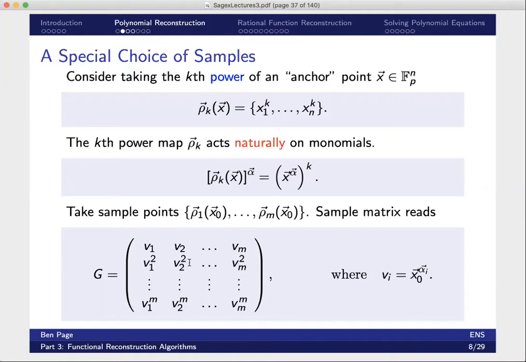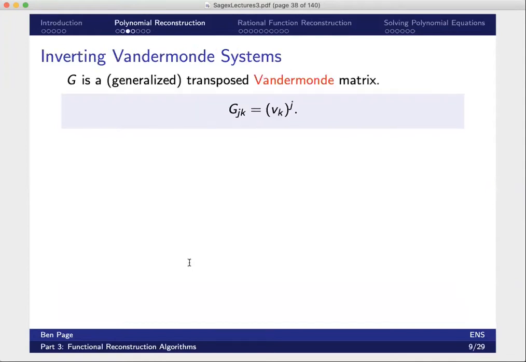Now, you might notice looking at this matrix that it looks particularly special. And indeed it is, and it's so special it has a name. This matrix is a particular type of Vandermonde matrix. In fact, it's a generalized transposed Vandermonde matrix. Why is that? Well, if we take our matrix G and look at it component-wise, then G_jk is just v_k raised to the power of j. And with a matrix of this form, we can actually analytically construct the inverse. This will become useful in helping us efficiently invert it.